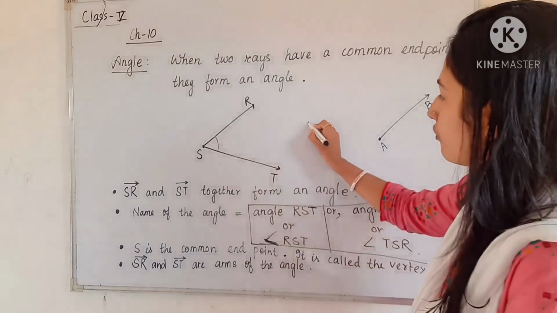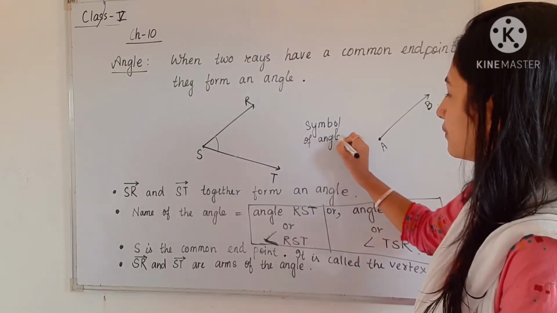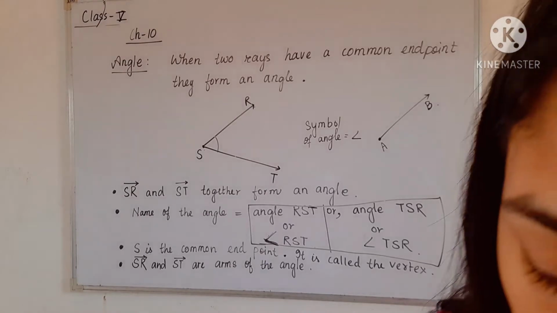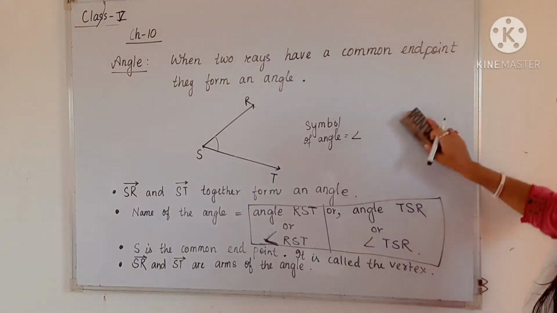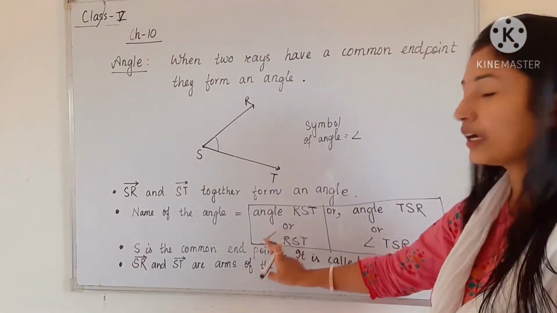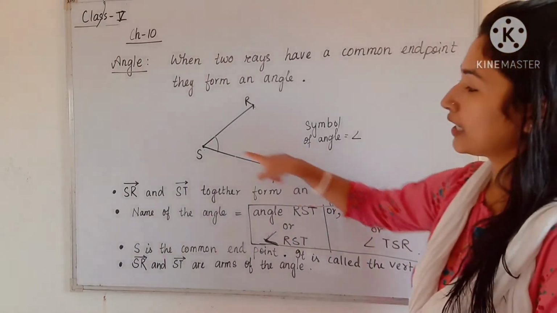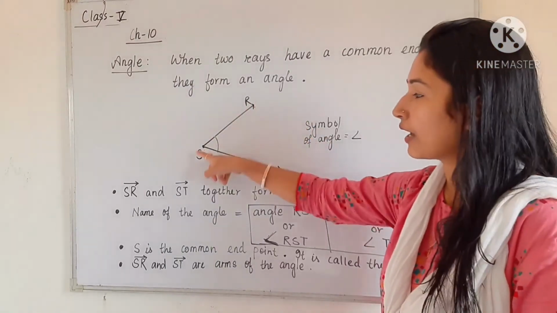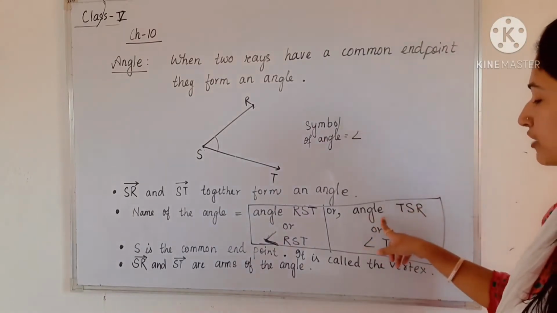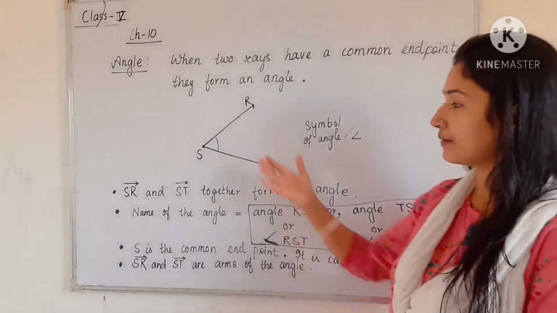Remember, the symbol of angle is this. Before naming an angle, you have to write this symbol. You can write the word angle also, but in short, in mathematics, we write the symbol. So angle RST, or you can write angle TSR also. You can write RST also, you can write TSR also. So angle TSR, or in place of angle, we can write the symbol.